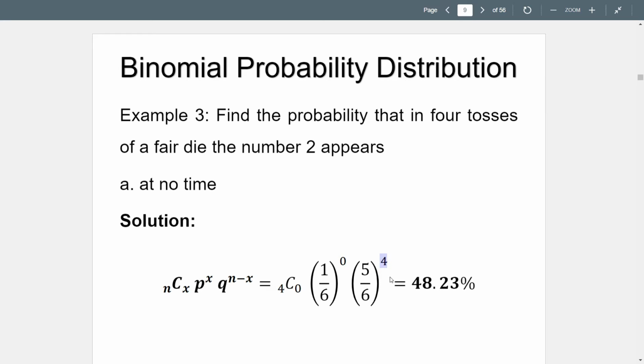Using your calculator, the probability that 2 will not appear is 48.23%.